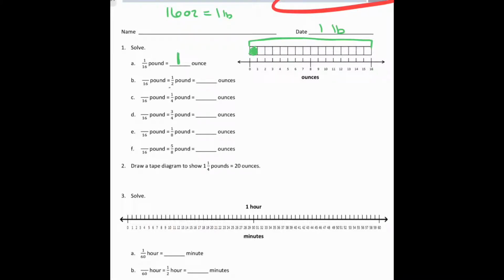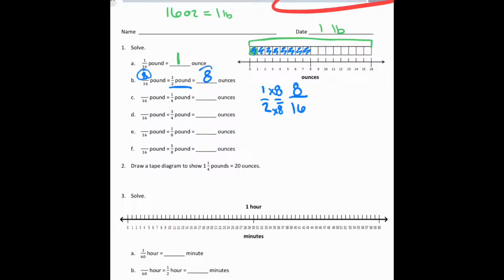Okay, let's look at B. We could either fill in half on the tape diagram, or we could create an equivalent fraction. A half of a pound is the same thing as 8/16 of a pound. And if it's 8/16, that means it's 8 out of the 16 pieces, which means it'll be 8 ounces. However many 16ths is however many ounces, because there's 16 ounces in a pound, and I could color that in over here. 8/16 lines up with 8 ounces.